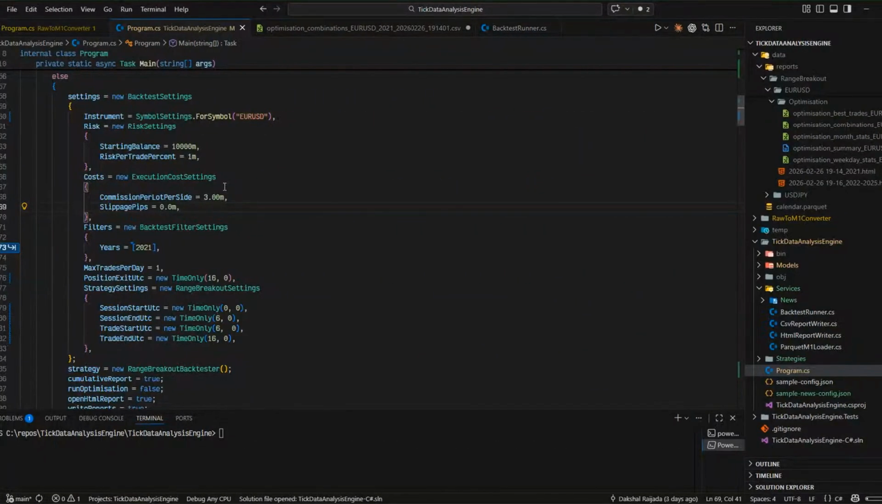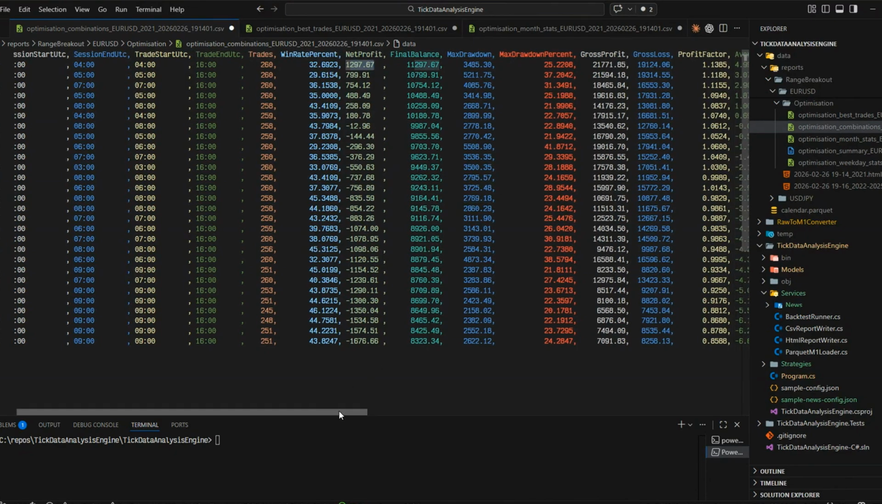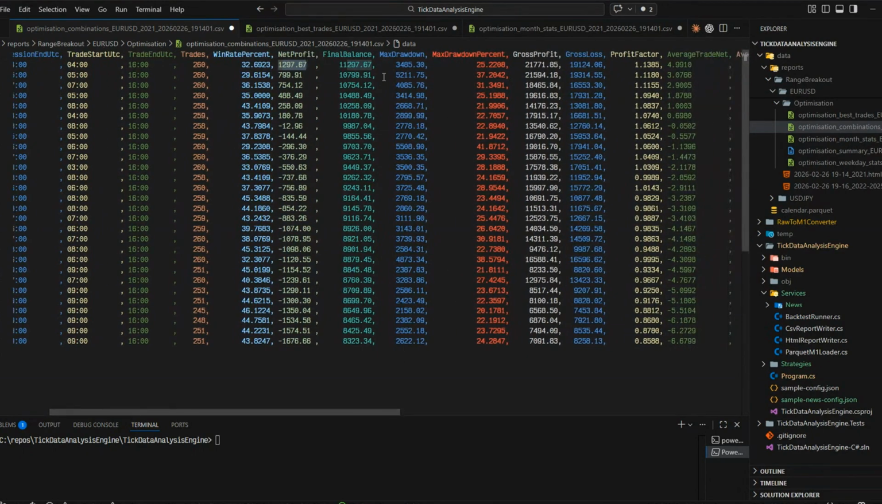Let's start with EURUSD. I have run the optimization on 2021 only. The idea is to optimize 1 year and then test out of sample on the remaining years, so we avoid overfitting. The optimizer picks 1 a.m. to 4 a.m. as the best session window. The win percent here is 32.67. The net profit is $1,297. And the max drawdown percentage is 25.22. It has the highest net profit and minimal drawdown across all combinations.